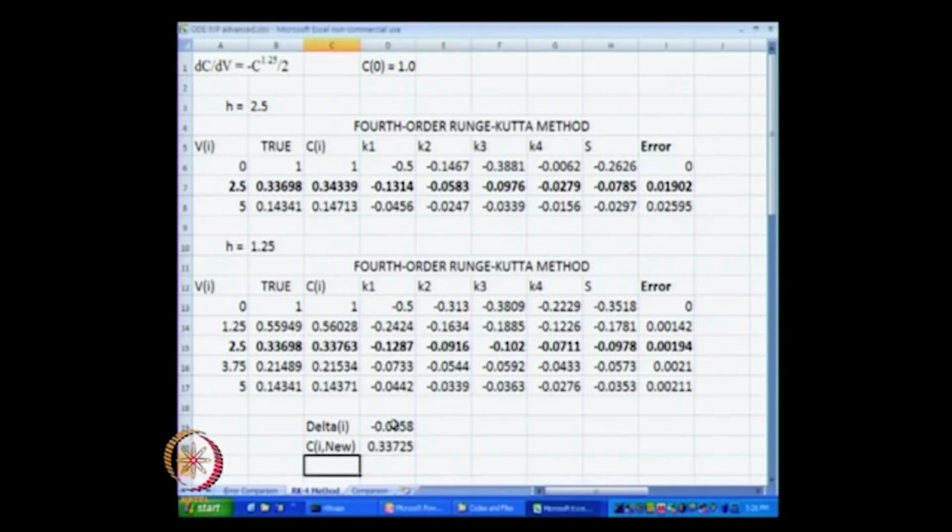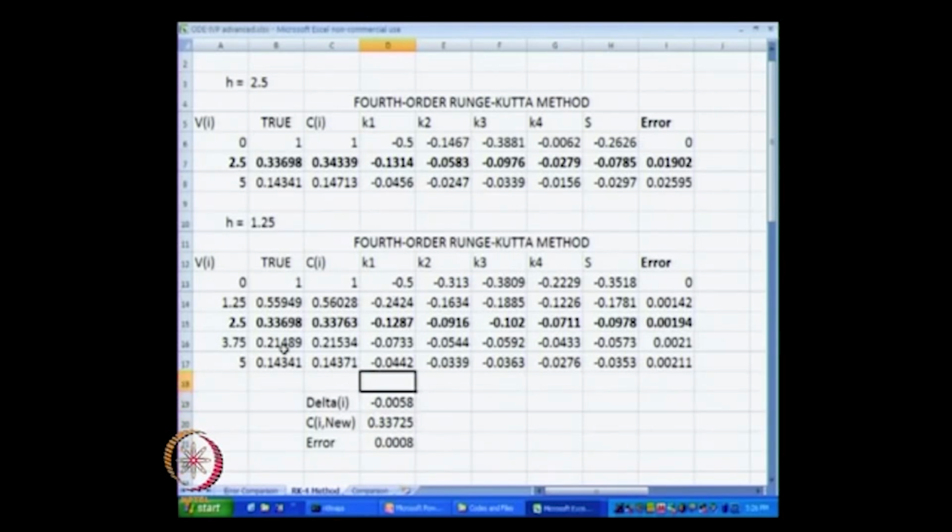Error: as we have computed here, the error is the absolute value of the difference between the true value and Ci, divided by the true value. So the error that we will compute is going to be equal to ABS of true minus the newly computed value, divided by the true value.